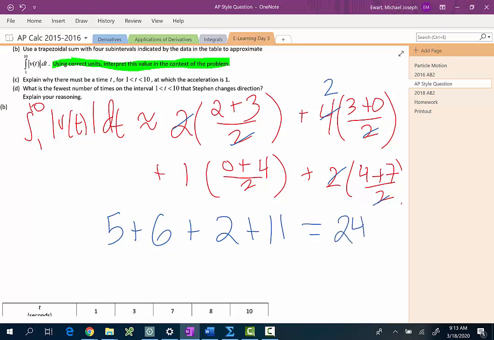And then remember that we took an integral, so we're going to chop off units. We had meters per second, so we chop off the per second and it's meters. Now, that gave us probably 2 points there, one for the 24 and one for the work.